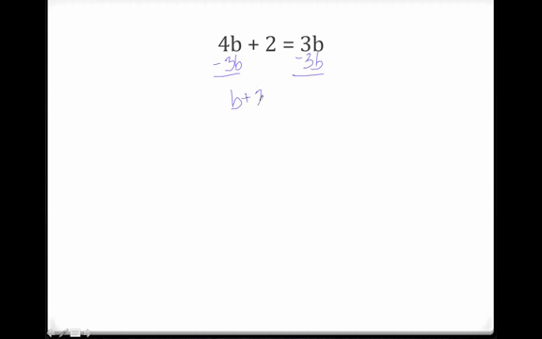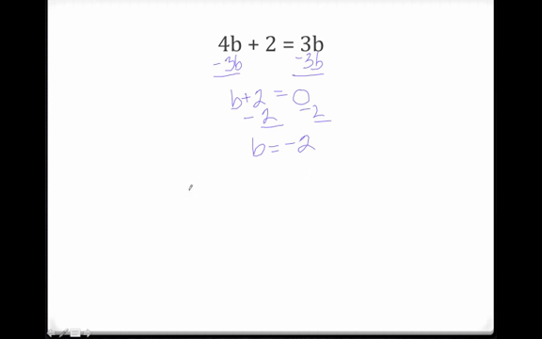We still have that plus 2, and of course now because those cancel each other out, we've got nothing left over here. We've got that 2, so we need to isolate. We need to subtract the 2 from both sides, and that's going to give us b equal to negative 2. 0 minus 2 is negative 2. So b equals negative 2.